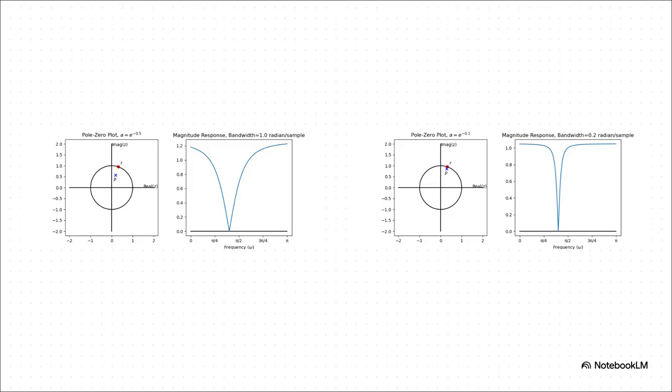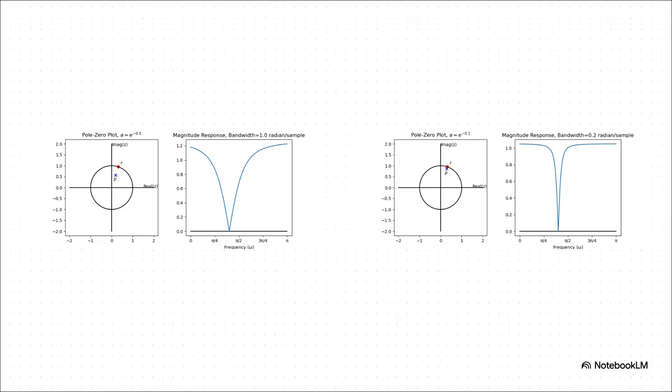Kind of. It definitely creates that deep notch we want, but it also creates a new problem. The valley it makes is really wide and sloppy. So yeah, it kills the 60 hertz hum, but it also messes with all the frequencies nearby, which would just distort the audio in a different way. And this is where the pole comes in to save the day.